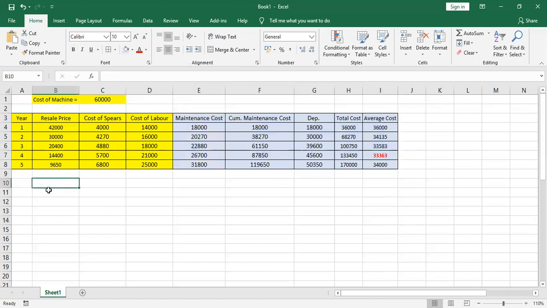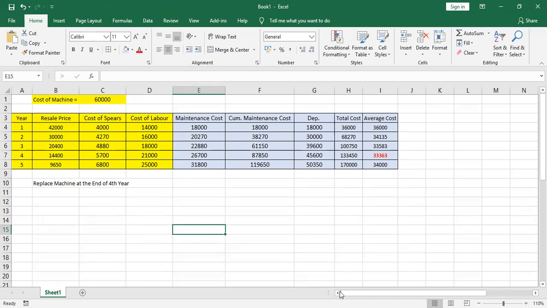So what we will do, replace the machine at the end of the fourth year. We replace the machine at the end of the fourth year. We concluded, right? Why in 4 years? Because the average cost of that machine is minimum if you run this machine for 4 years. So this is all about it.